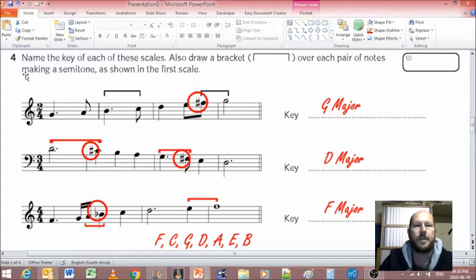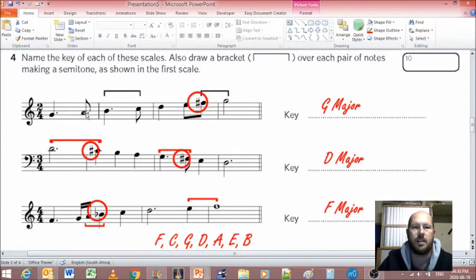Okay, so let's take a look at question 4. Name the key of each of these scales. Also draw a bracket over each pair of notes, making a semitone as shown in the first scale. So they've drawn the brackets over the semitones here.